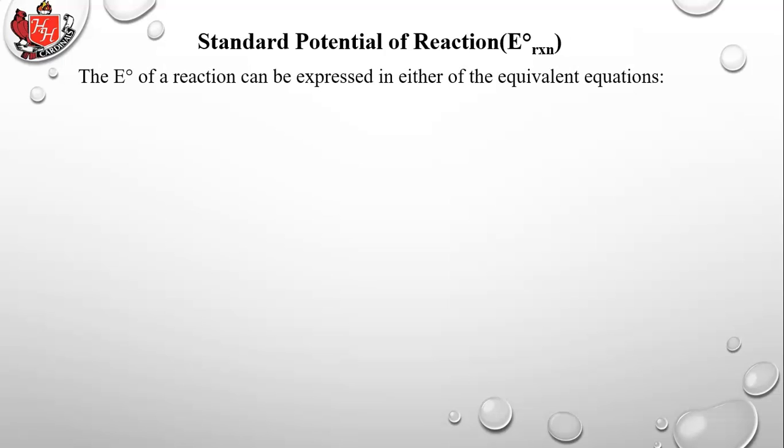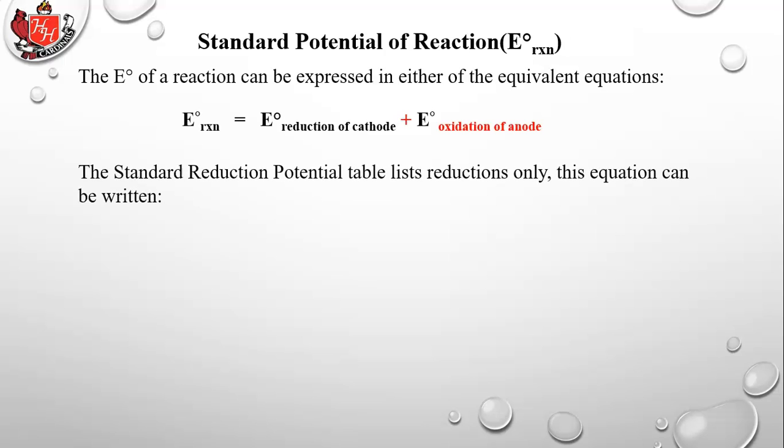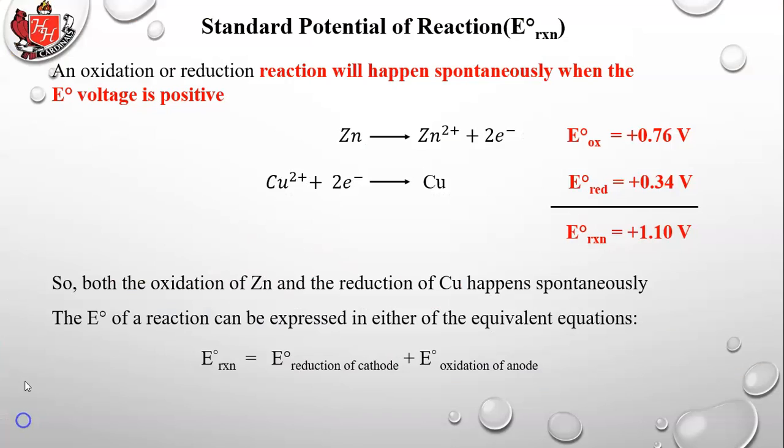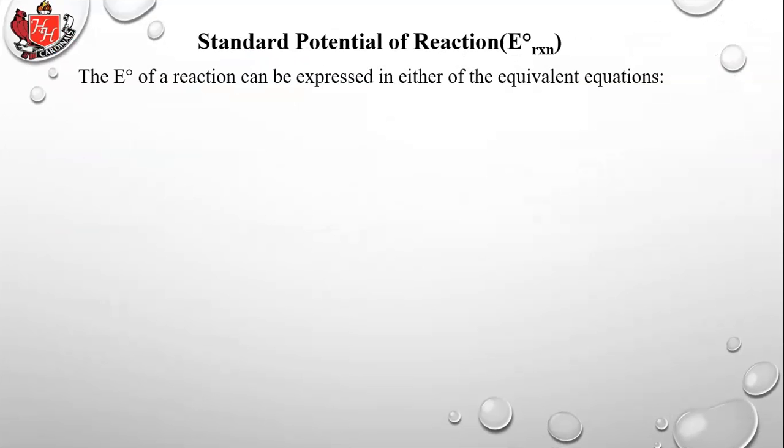Okay, so the standard potential of the reaction can be expressed in either of the following 2 equations. Here's the other way you can do it. The standard reduction potential table lists reductions only. This equation can be written as, okay, so here we're going to see the alternate equation.